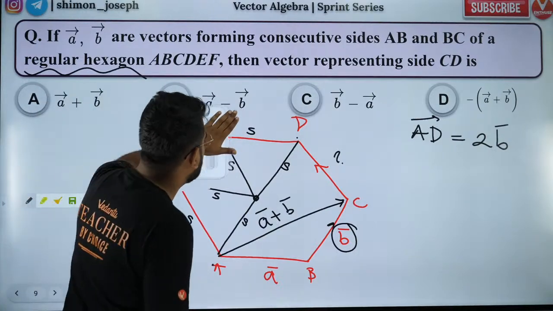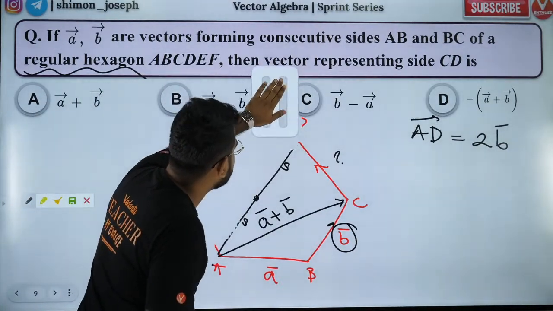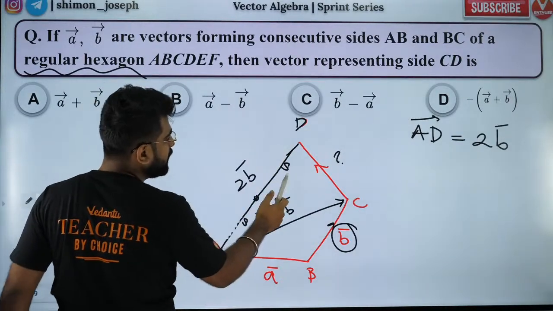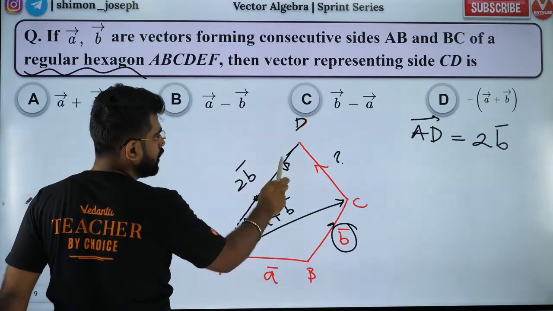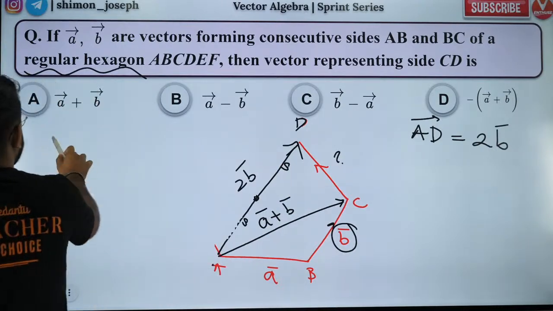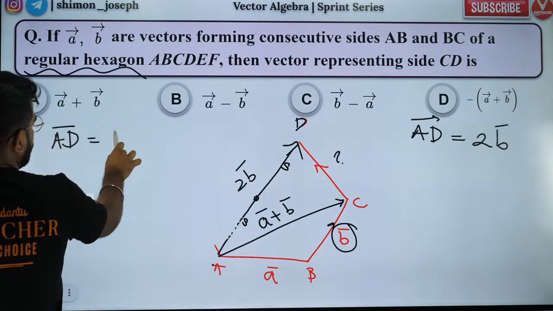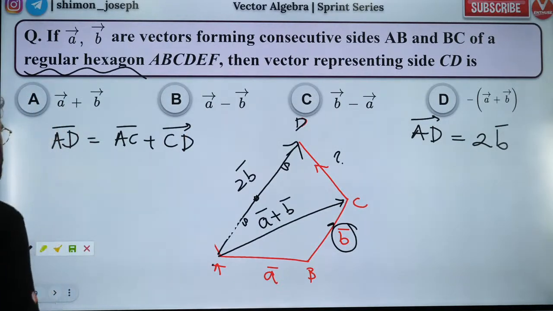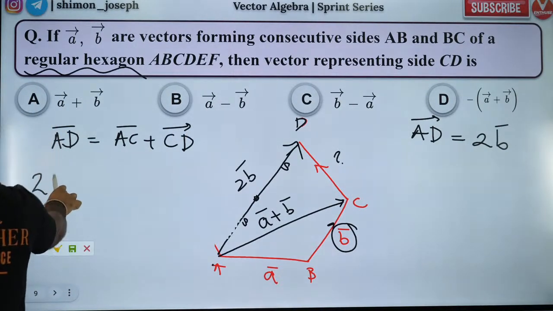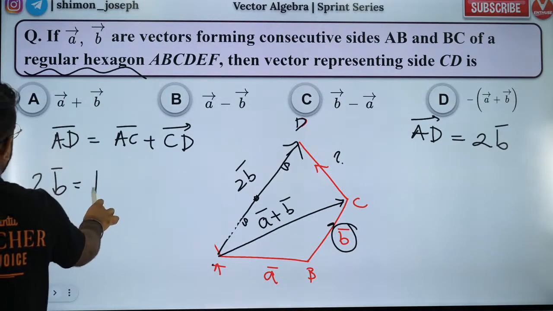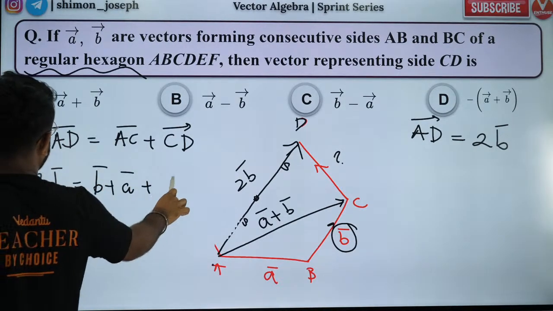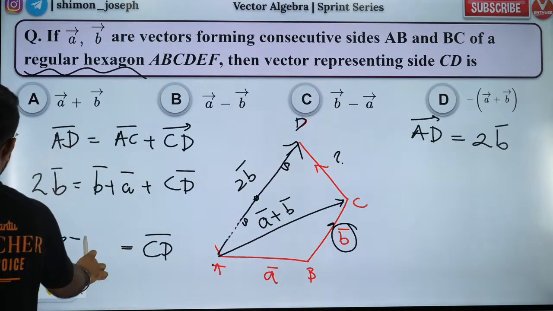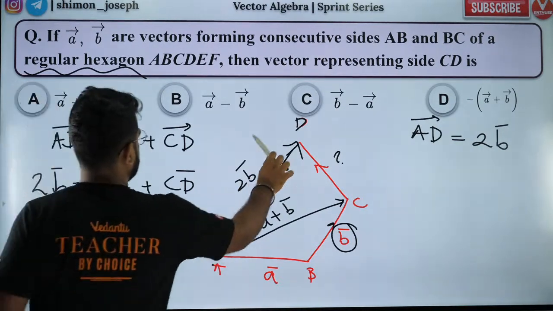So now let's remove all of this. What is AD? AD is nothing but 2B. Now, AD is the resultant. So can I say AD vector is equal to AC vector plus CD vector? Are you guys happy with that? So 2B vector is equal to A plus B vector plus CD vector. So what is CD vector? CD vector is equal to B minus A. That's your answer, which is option C.